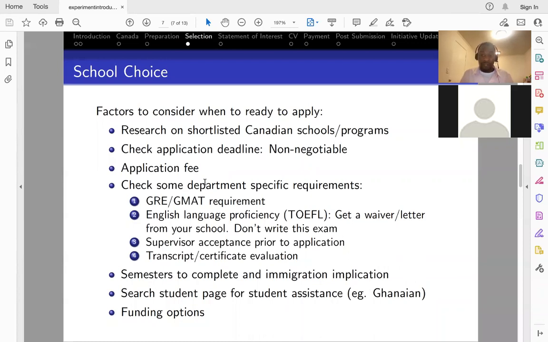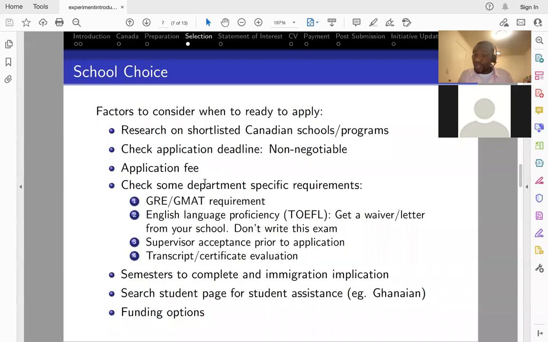So that's another consideration that I mentioned earlier. Now, in terms of the TOEFL or the English proficiency, I strongly discourage you from writing this. Basically, when they ask for English proficiency, you can request a waiver. And a waiver is basically a letter from the University of Ghana, UCC, UDS, and Tech, indicating that all your courses were taught in English and you are from an English-speaking country. And in that case, you don't have to write any TOEFL or any English requirements. But for GRE and GMAT, I think some of them are pretty much firm on that. So just keep an eye on that, and it's program specific as well.